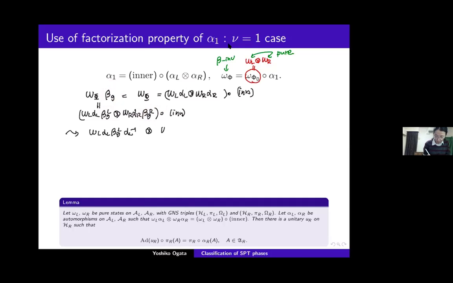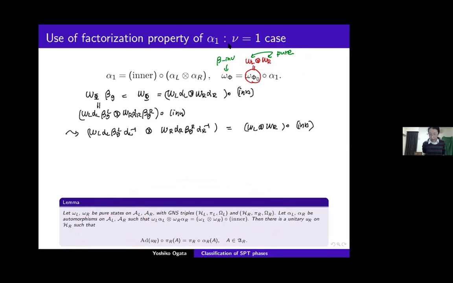We have this is equal to this state times something inner. We get something like that. Now we recall some basic fact from operator algebra that is written here. It says the following. Let omega L, omega R be pure states on the left infinite chain and right infinite chain. That is the case for our omega L and omega R. And this is the GNS representation of this state.